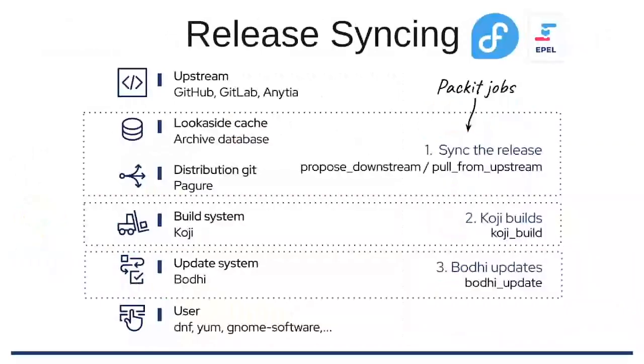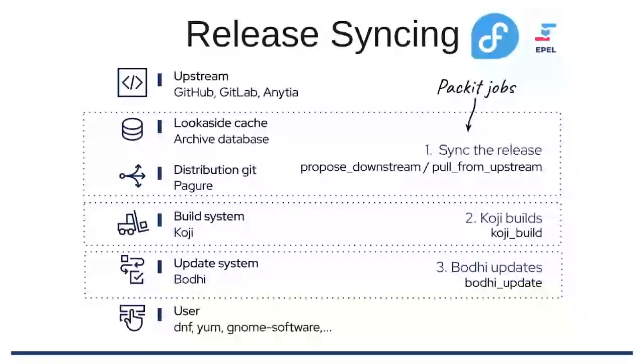So let's start with the Fedora. As you might know, or for those who might not know, to get an upstream release to the user, we need to do a few steps, and Packit tries to automate the boring stuff and let the maintainer do just the relevant, important parts. So the first step is to get the release to the dist-git, to the distribution git, and save the sources to the look-aside cache.